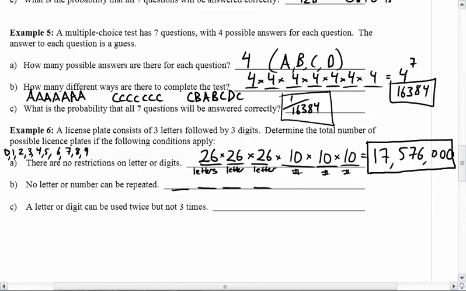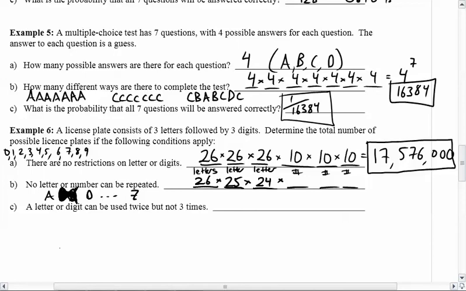So we'll draw this using the fundamental counting principle. Maybe I'll just line it up the exact same. So we've got letter, letter, letter, number, number, number. So for the first letter, I can choose any one of the 26. Any letter from A to Z. But now after I've chosen a letter, I'm not allowed to choose that one again. So now I only have 25 letters to choose from. And after I choose another letter, I'm not allowed to choose that one again either. So now I only have 24 options.